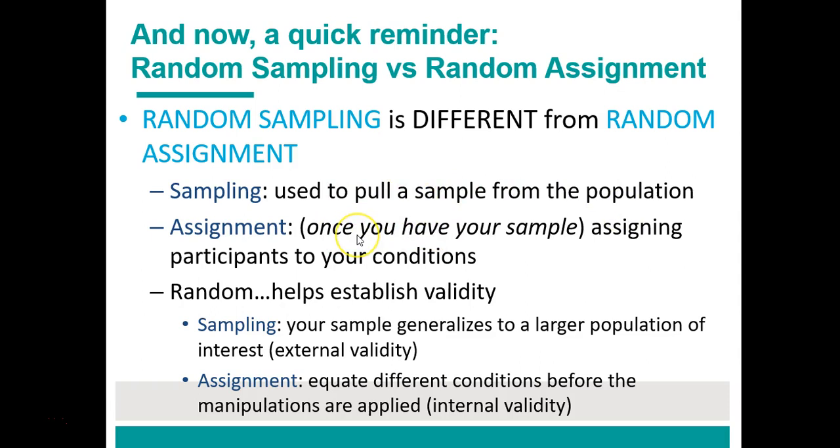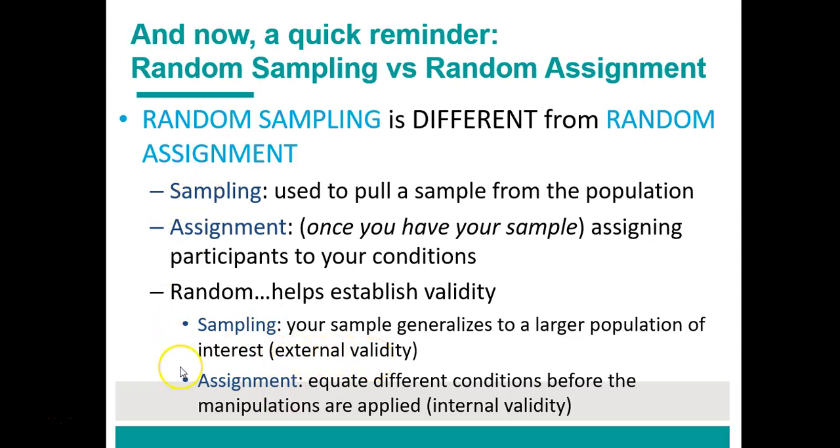Once you have your sample, so once you have the 100 people or so who are going to be in your study, then we do random assignment. And this is how you assign participants to groups. When you have random assignment and random sampling, the idea of random helps establish validity. So random sampling, so randomly sampling from the population, that allows your sample to generalize to the larger population. And so we say that random sampling helps with external validity.